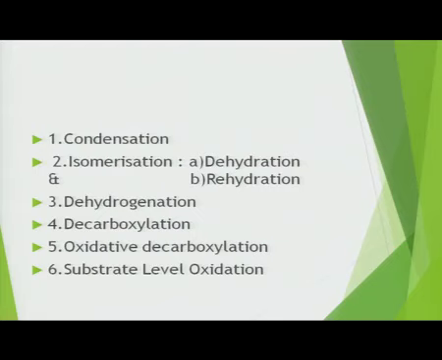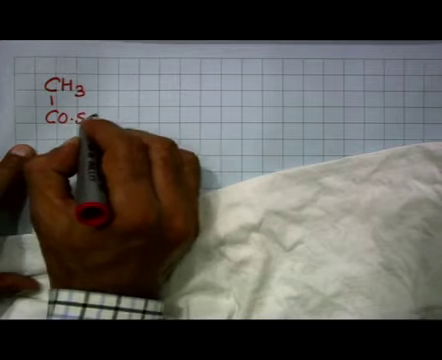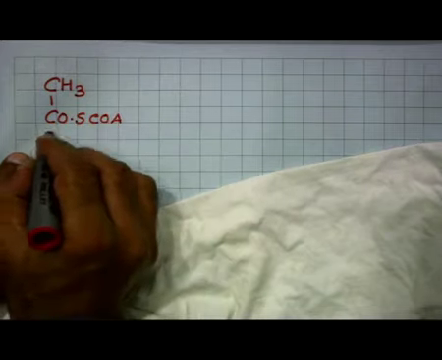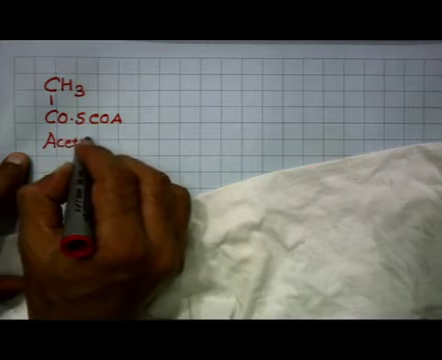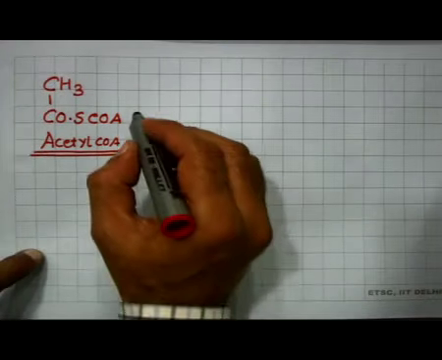First of all, the condensation process. The first step, condensation, takes place in mitochondria, and the first product which is formed in the oxidative decarboxylation is acetyl coenzyme A. This acetyl coenzyme, which is a 2 carbon compound, is what we have already discussed: it acts as a substrate of the Krebs cycle.